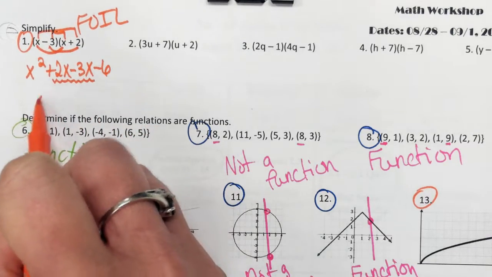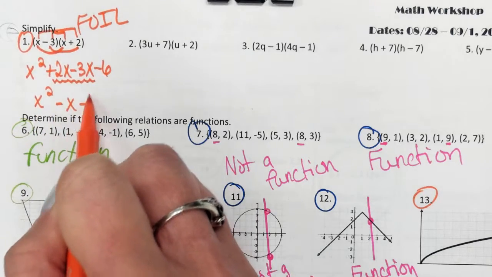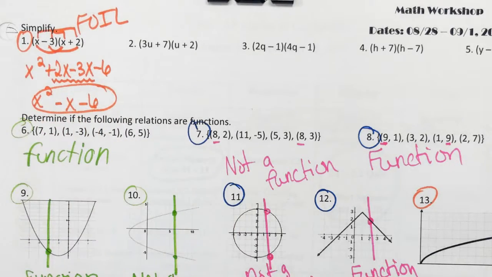So what's 2 minus 3? Negative 1, or just negative x. Get it? Got it good? Y'all okay? Yes. All right.